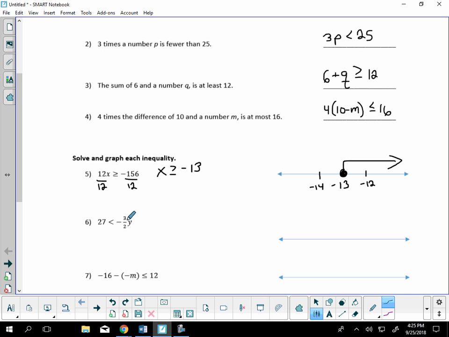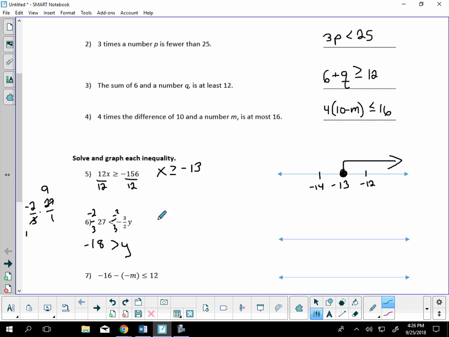On number 6, though, I've got negative 3 halves. And I'm going to multiply by that reciprocal, which is negative 2 thirds. A number times its reciprocal cancels out. So I'm left with y. And I have to flip the direction. And if you're a little iffy on your fractions, negative 2 thirds times 27 over 1, I can cancel. And I end up with a negative 18.